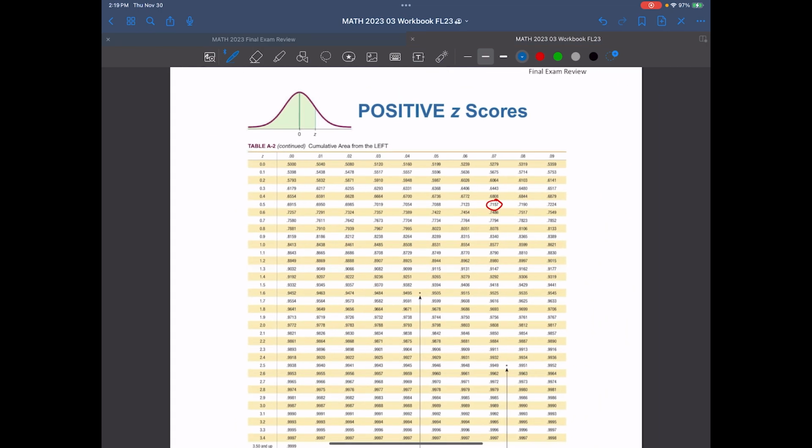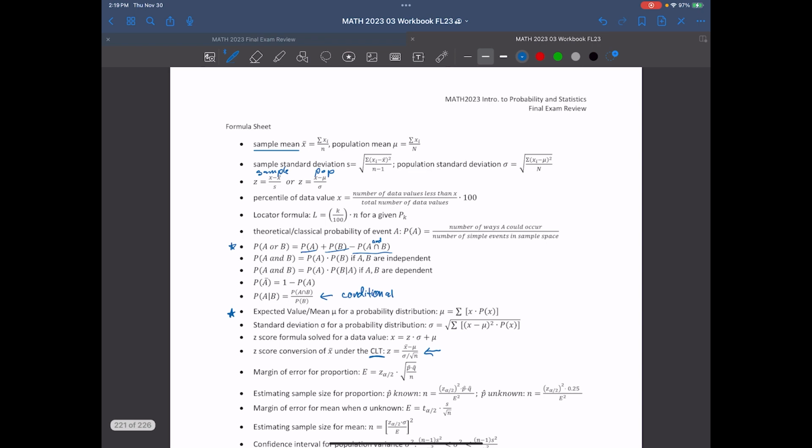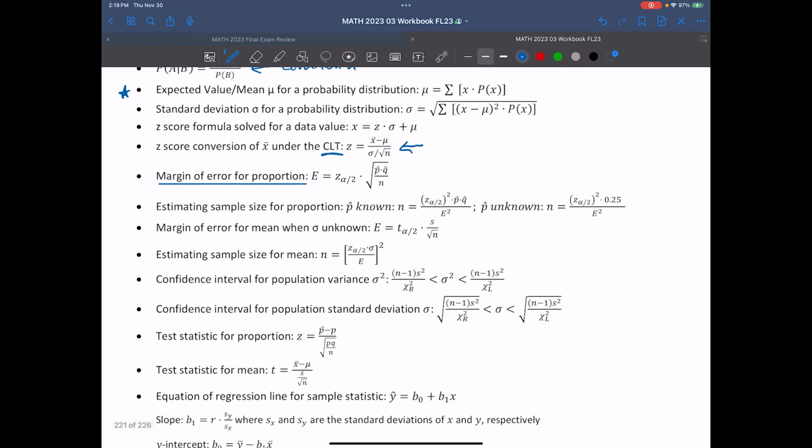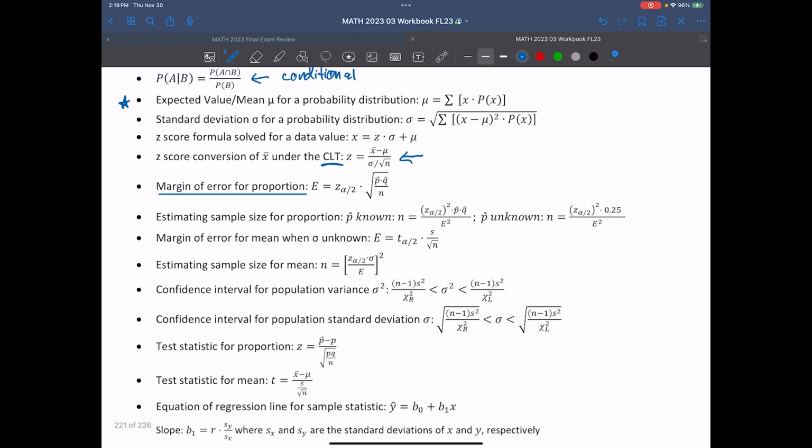Going to our list of formulas, let's see what we're given. Well, we don't have the confidence interval for the proportion, but we do have the margin of error. Here it is, the margin of error for the proportion. So remember that the confidence interval is basically just going to be p hat minus the error is less than p, which is less than p hat plus the error.